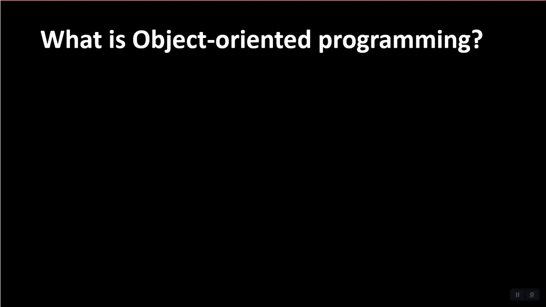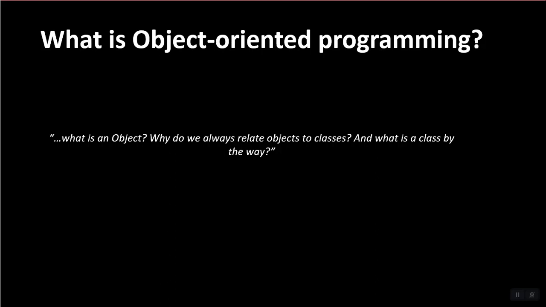And with this definition, questions arise. What is an object? Why do we always relate objects to classes? And what is a class, by the way? Let us define what is a class. A class can be defined as a template or blueprint that describes the behavior or properties of an object. We can say that an object is an instance of a class. It has behavior and properties.